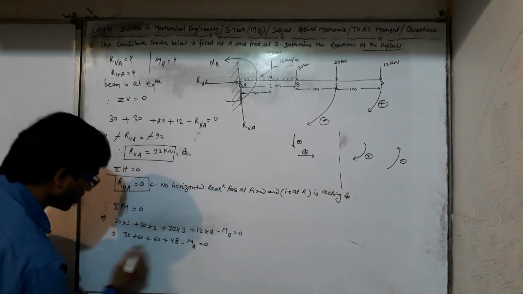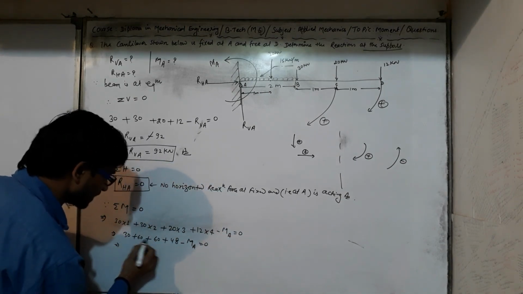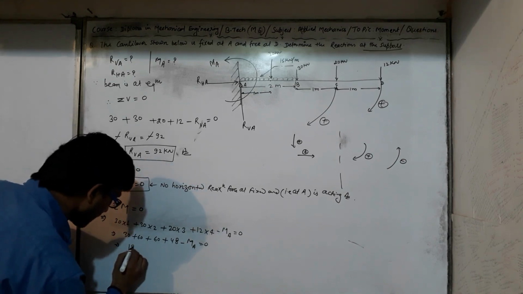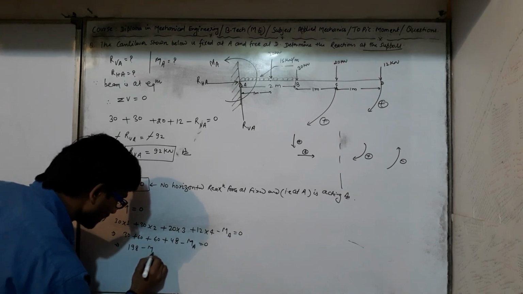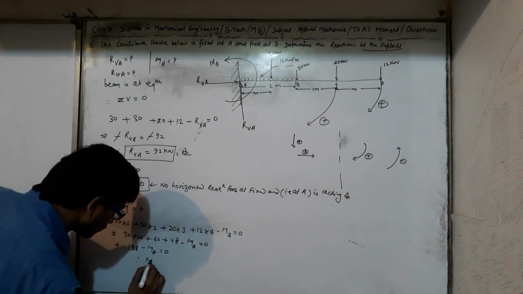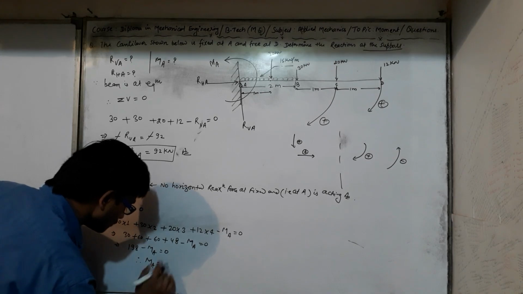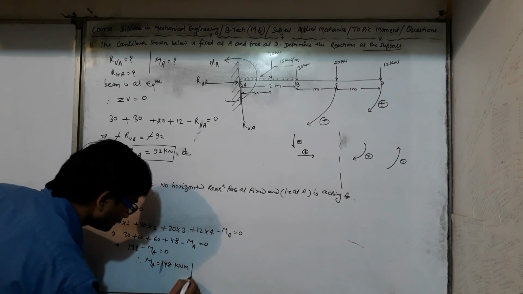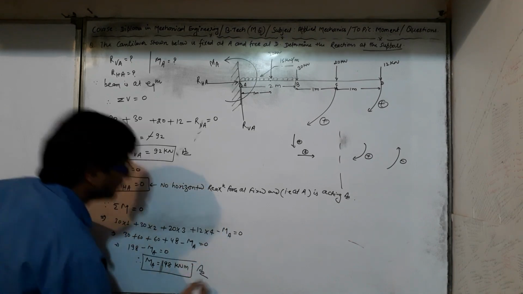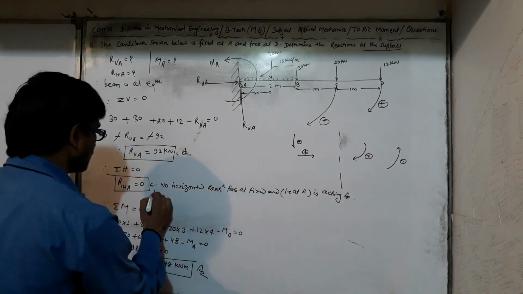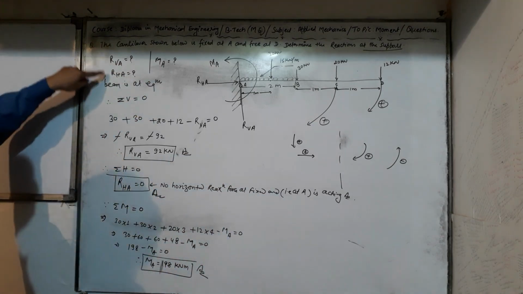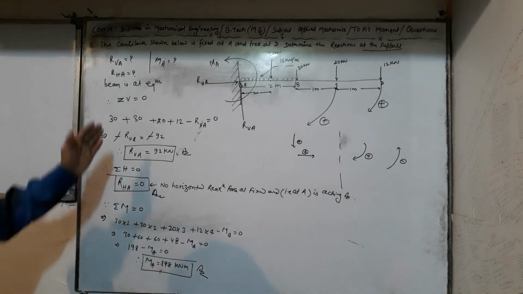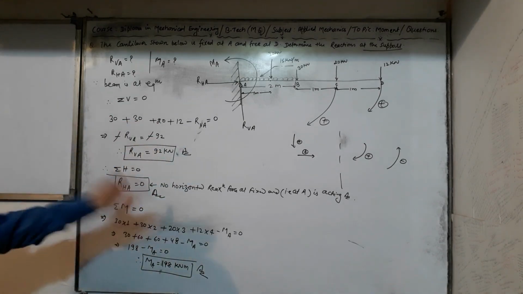If I am transposing this moment, we can say 30 plus 60 is 90, 90 plus 60 is 150, 150 plus 48 is 198, minus moment at A is equal to 0. Therefore moment at A is equal to 198 kilonewton meter. These are the values we have: the reaction force and moment. I think it is very clear. So, next question now.